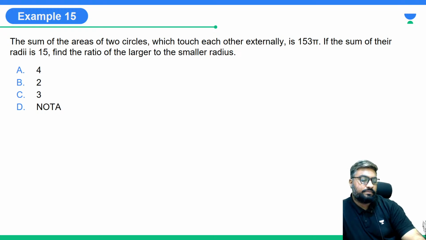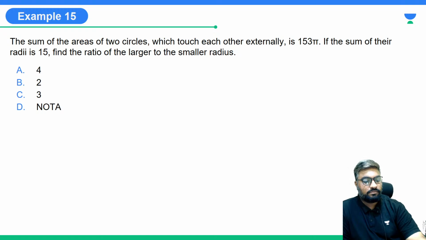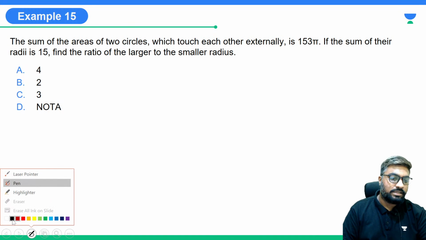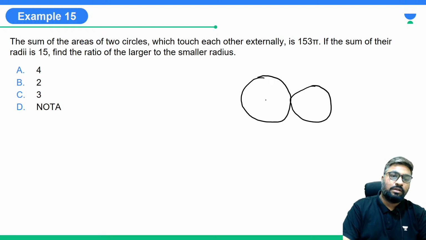Try and answer this, guys. Saying there are two circles that touch each other externally, and draw them like two circles that touch each other. Okay, these are the centers.